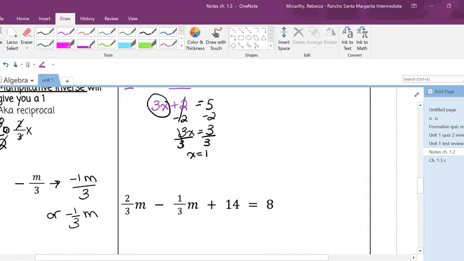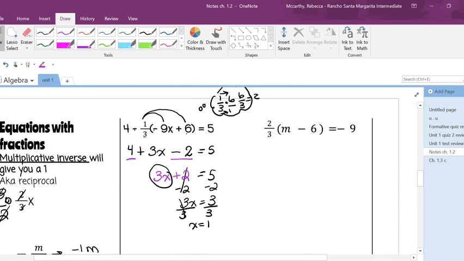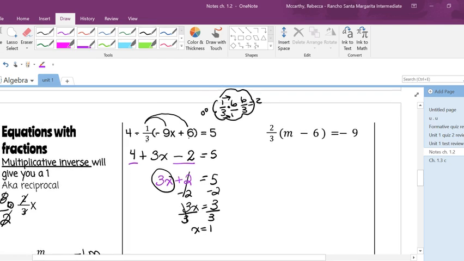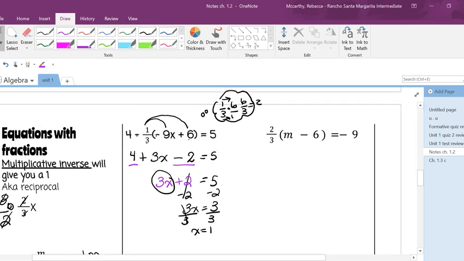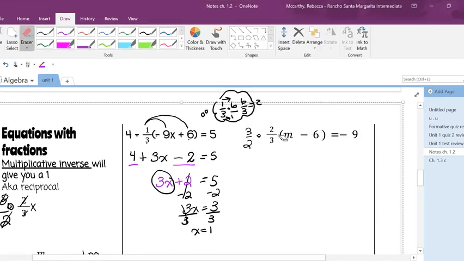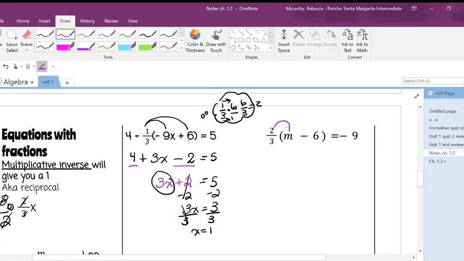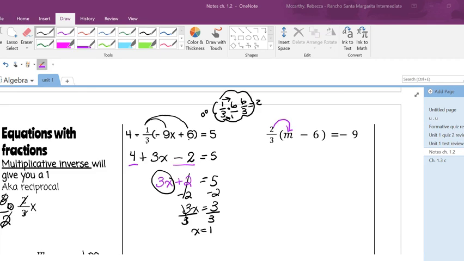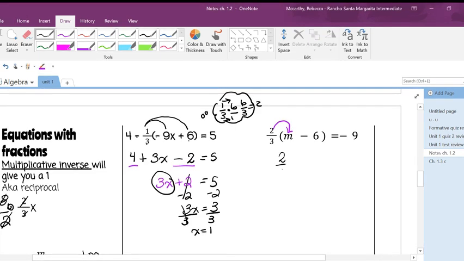I didn't have room to check there. Okay, I'm going to distribute. So looking at this one, here I could distribute that 2/3. Or like in our previous problems, I could multiply this by 3/2, but it doesn't go in evenly over here. So I'm not going to do that option. So I'm going to distribute: 2/3 times m is 2/3 m.